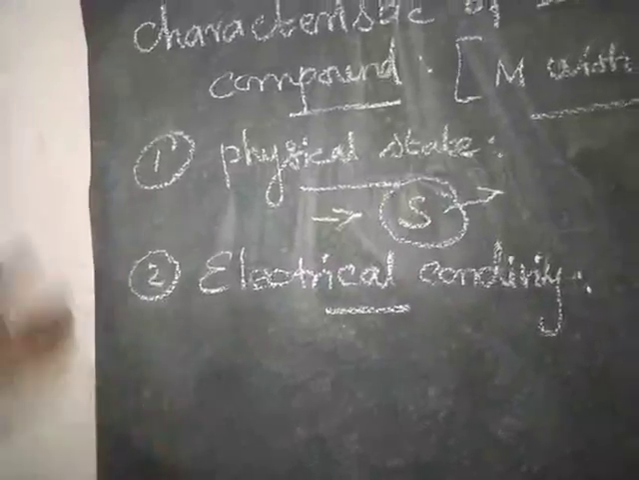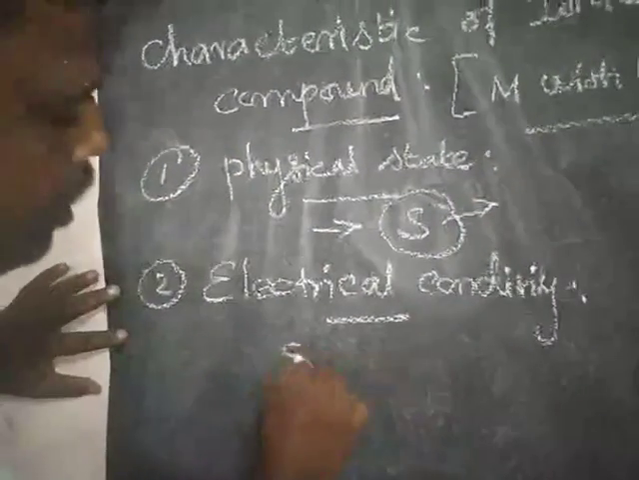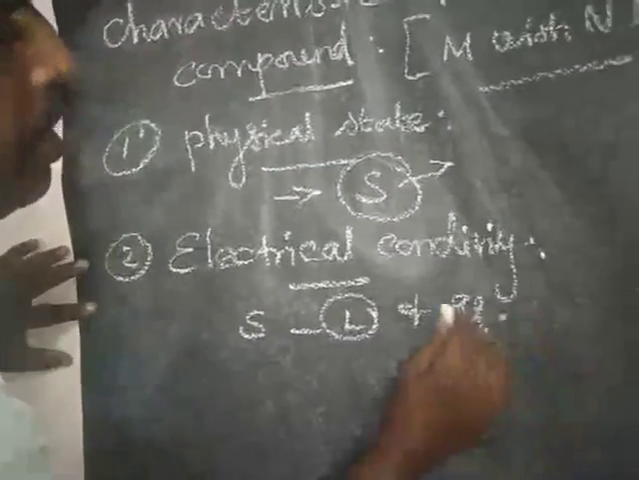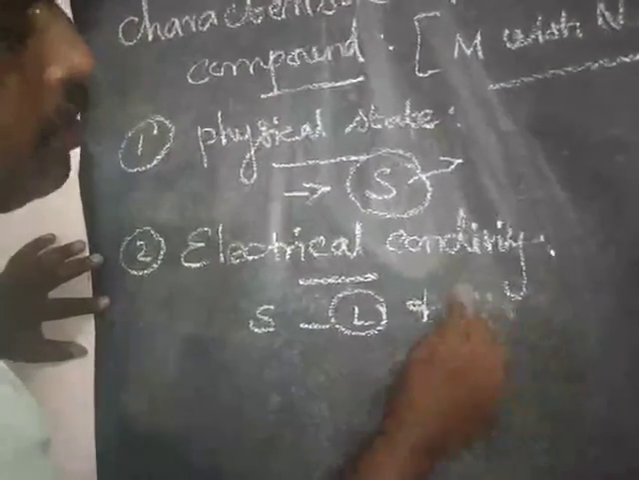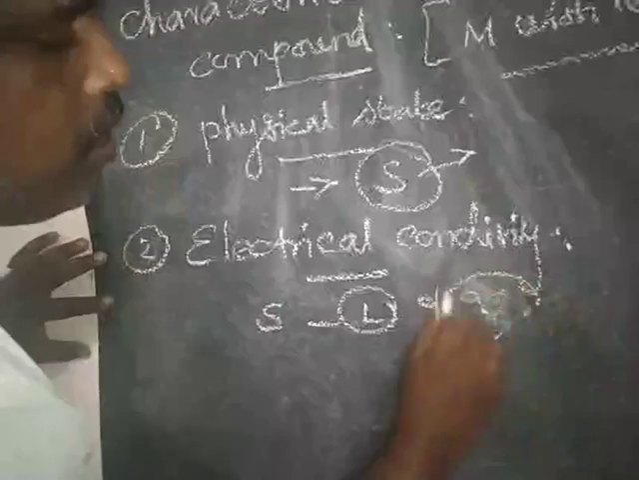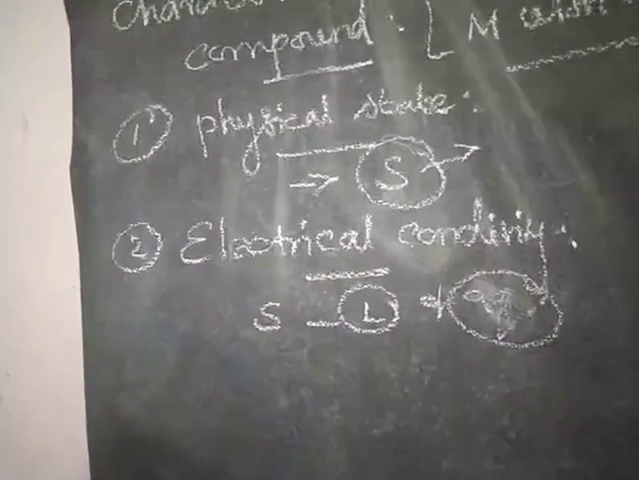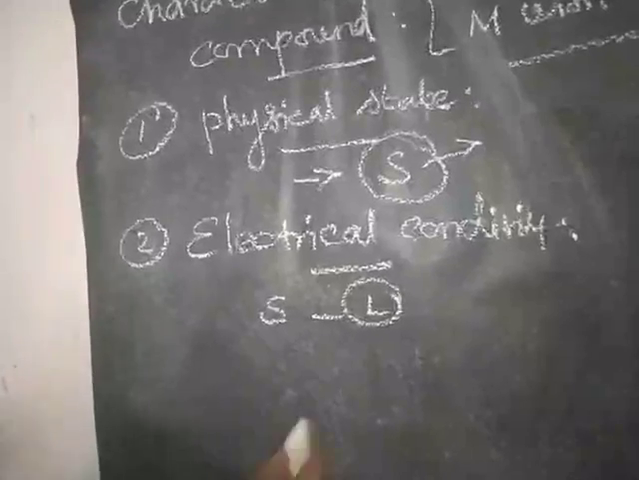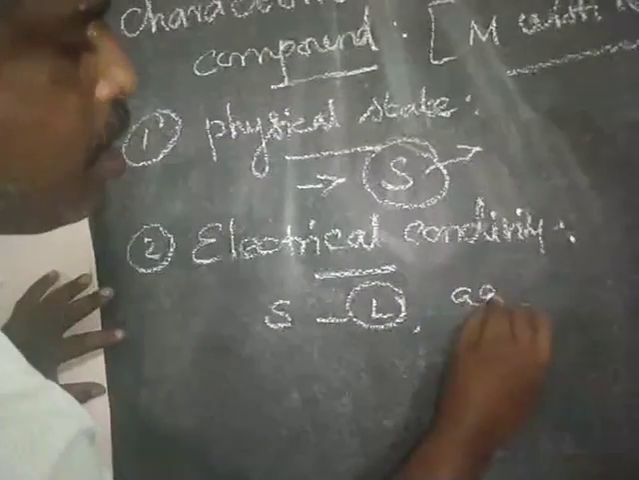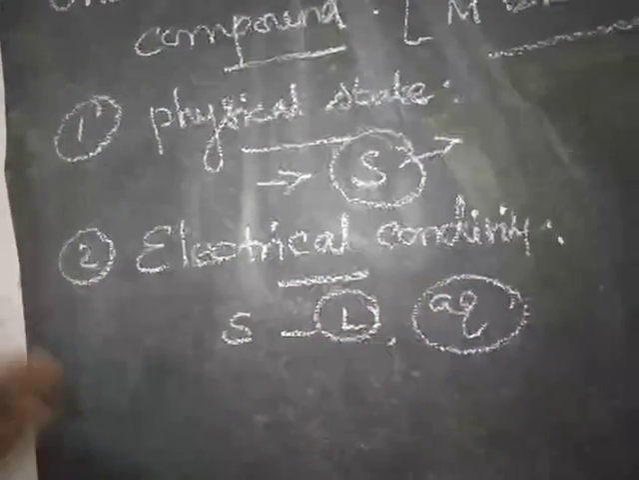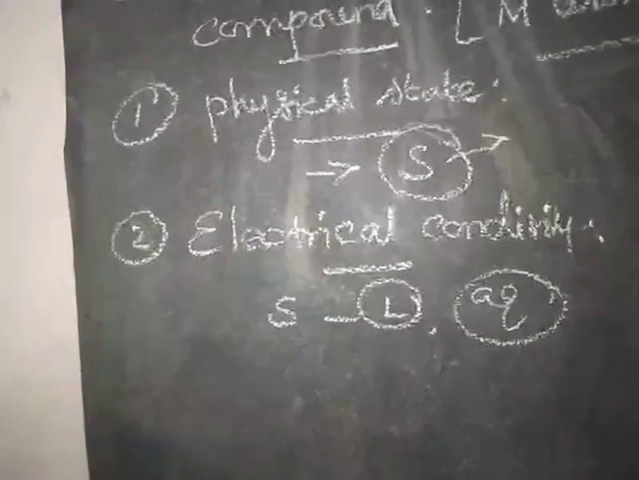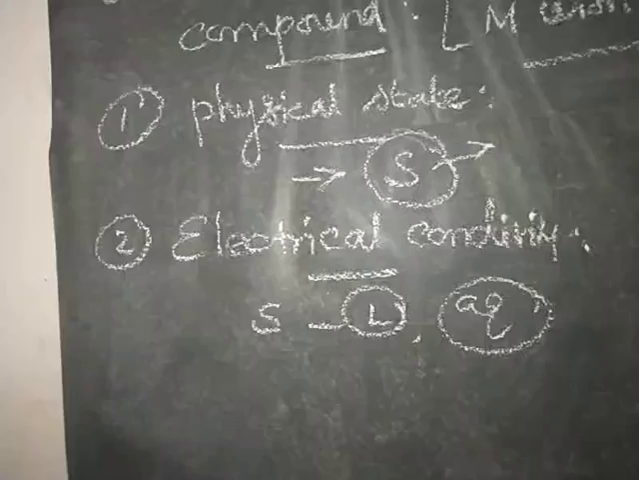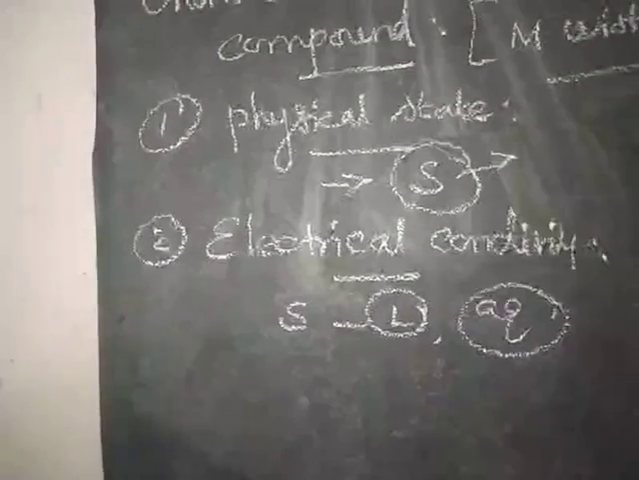Suppose we change the state, from solid to liquid or to aqueous solution. Then it will conduct electricity. When the solid form is changed into the molten state or an aqueous solution, it is ready to conduct electricity.